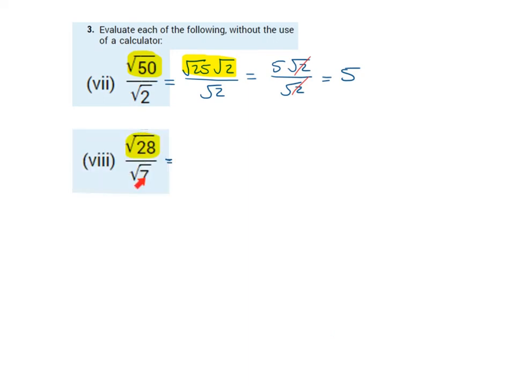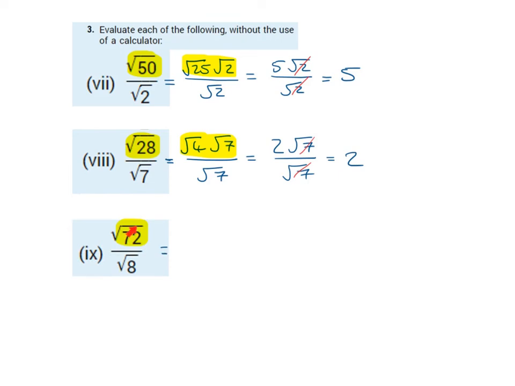Next we have root 28 over root 7. So root 28 we will factorise to be root 4 root 7 because 4 times 7 is 28 and 4 is a square number. And root 7 is a prime number, so cannot be factorised. Then the square root of 4 is 2. The root 7s will cancel, leaving us with 2.